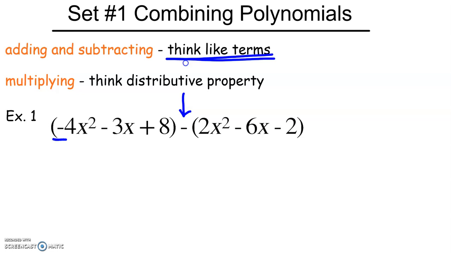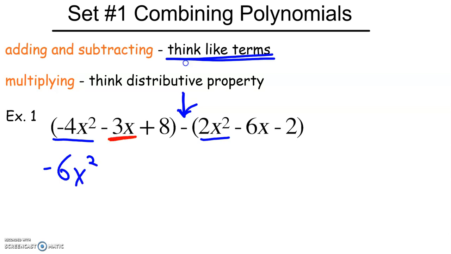So my first term right here is this negative 4x squared. I have another x squared term. Those are the like terms. We are subtracting those. So negative 4x squared, subtract another 2x squared, we have a negative 6x squared.